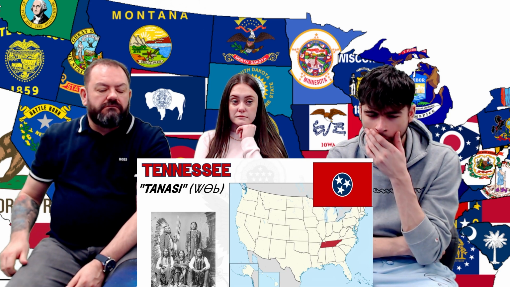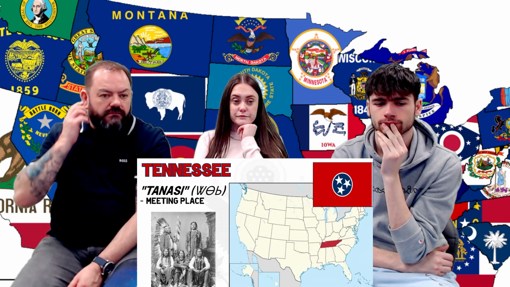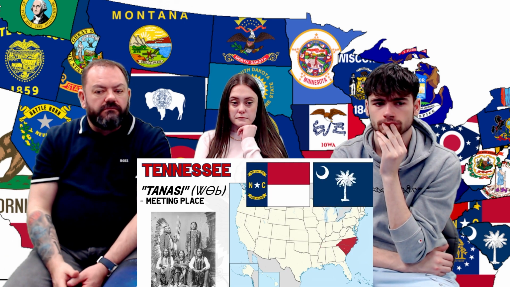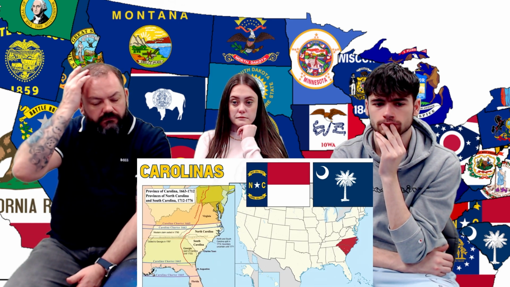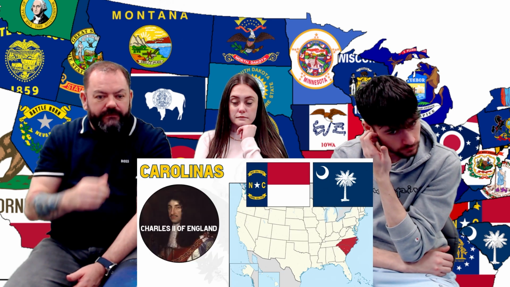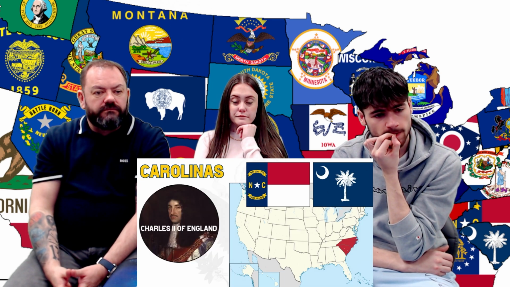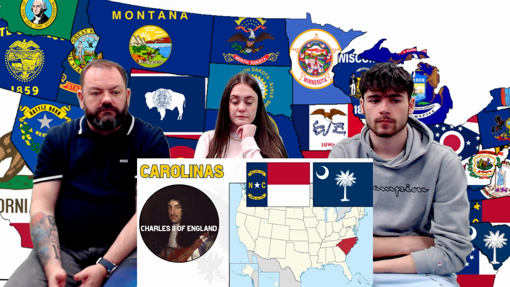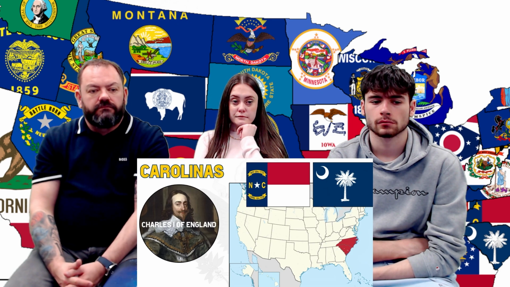The meaning of this name is unknown, although some accounts suggest it meant something like meeting place. Moving to the Carolinas, North and South Carolina were one colony, Carolina, until 1729. By 1663, King Charles II of England granted a charter to start a new colony on the North American continent, and apparently he ordered it to be named Carolina in honor of his father, Charles I.